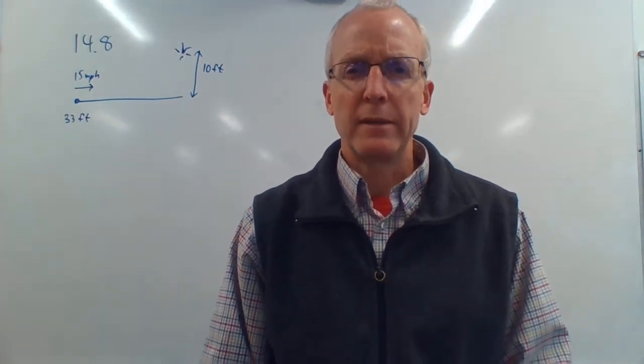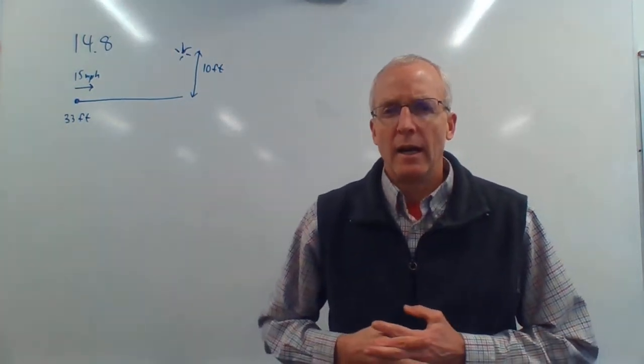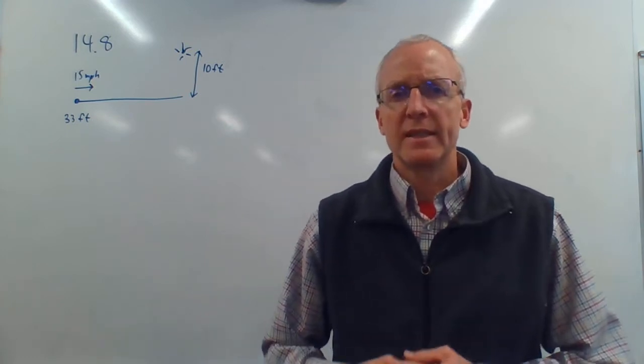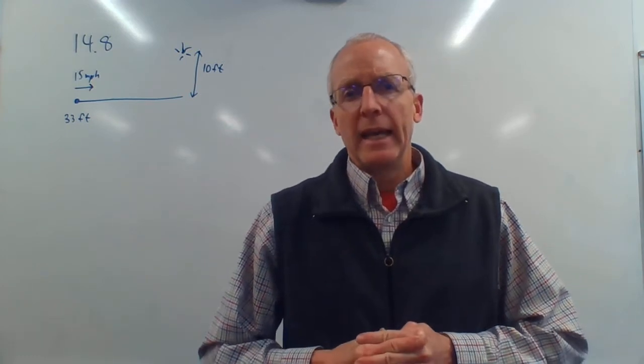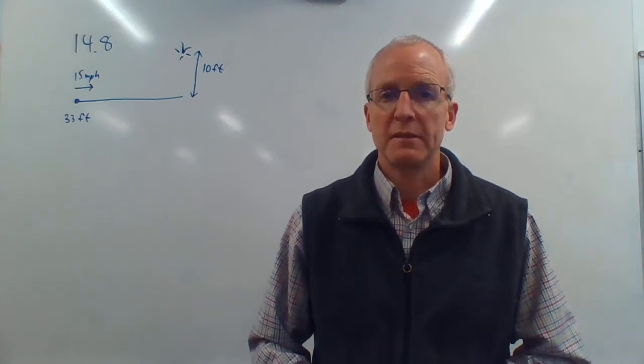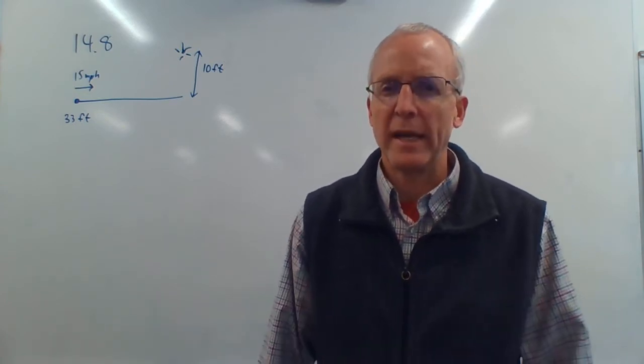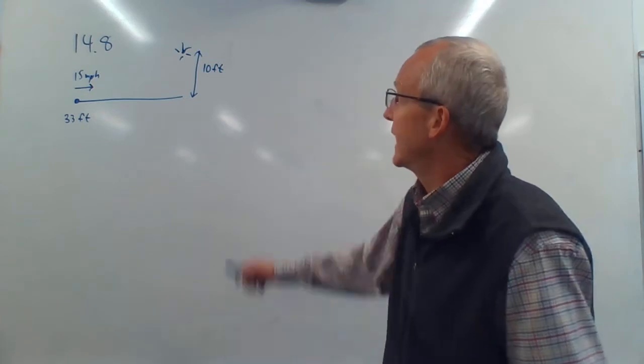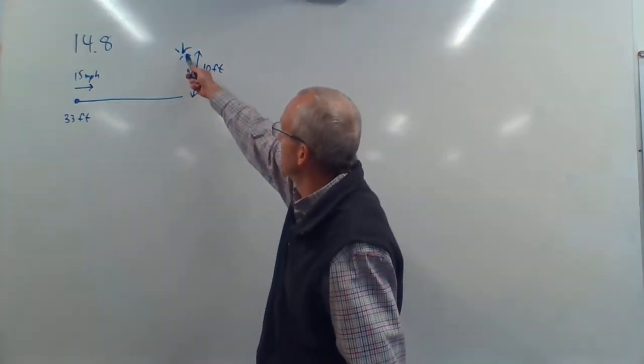All right, let's look at problem 14.8. In this problem, we have this guy named Olav, and he's riding at 15 miles an hour, starting at t equals 0. They don't really say that, but I think we can assume that at 33 feet away from a street light. The street light's 10 feet above the ground.